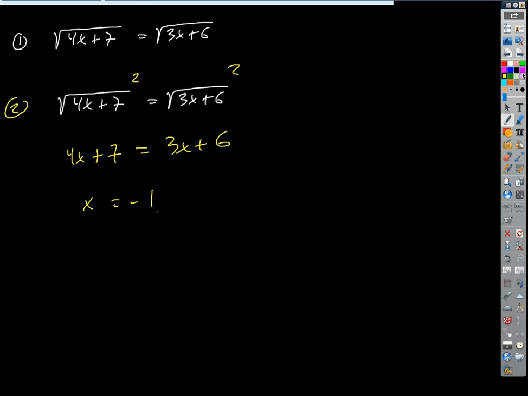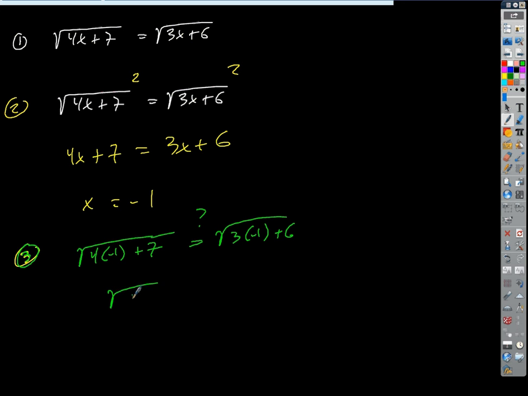So we'll plug that back in. So step 3, we'll plug in to our original equation. So we end up with the square root of 4 times -1 plus 7 equals the square root of 3 times -1 plus 6. What's that give us? Square root of 3 equals square root of 3. Whoa. Right? That is pretty radical. That is radical.